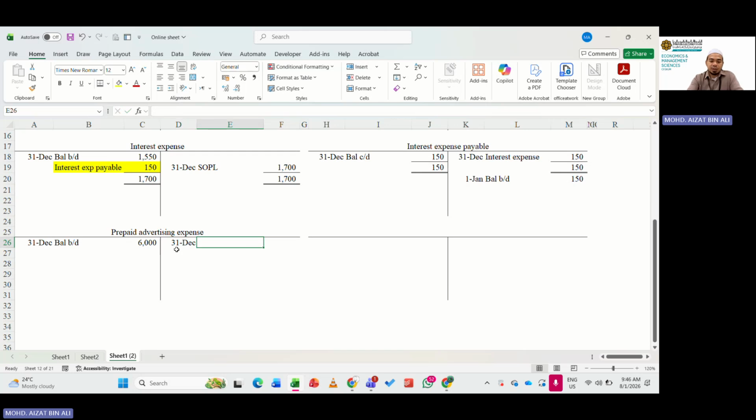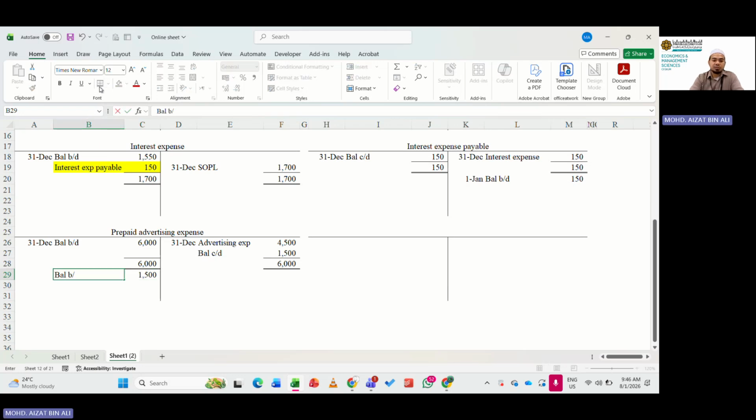31st December, it becomes advertising expenses, only 3/4 of the total amount. Okay, 3/4 of 6,000, so we got here 4,500 ringgit. Let's close the account first before we open the other account. 6,000 ringgit. So this gives us 1,500 ringgit. Right, next is the balance CD, 900. Balance BD, 1st January.